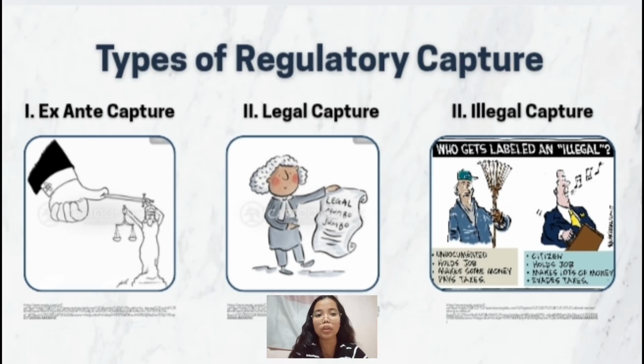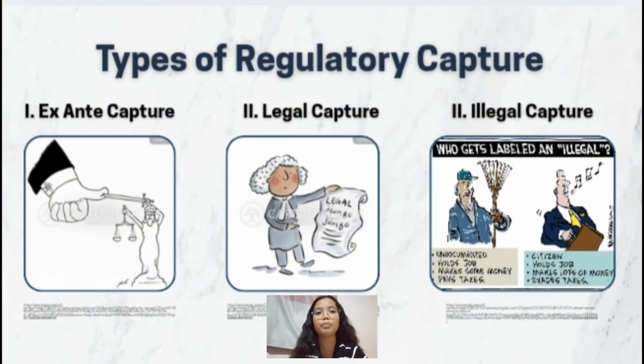Now let's talk about the different types of regulatory capture. We have five. First, the ex-ante capture. Next is the legal capture, the illegal capture, the direct capture. Lastly, we have the indirect capture. For ex-ante capture, this capture happens before a regulation is even written, and the firm shapes the rules to favor themselves during the design stage.